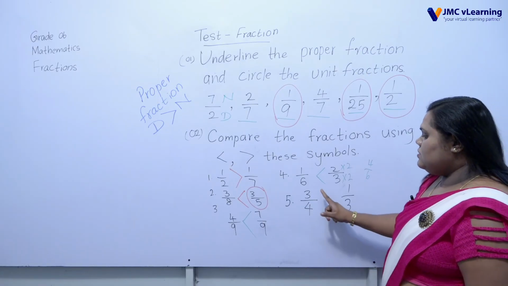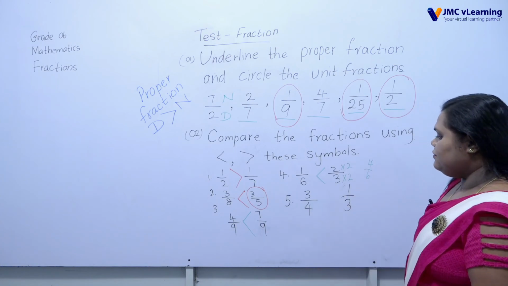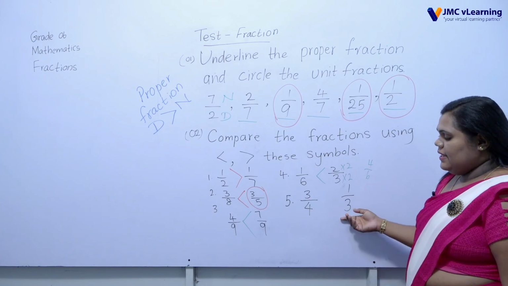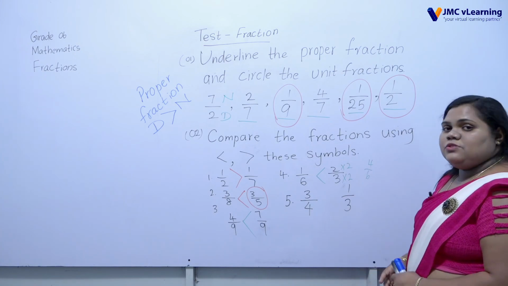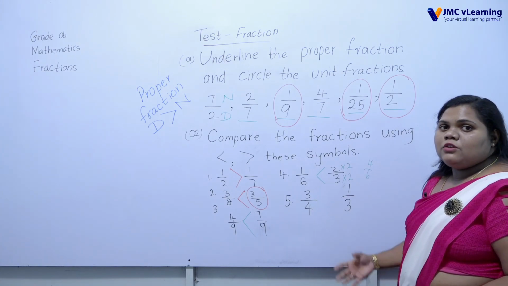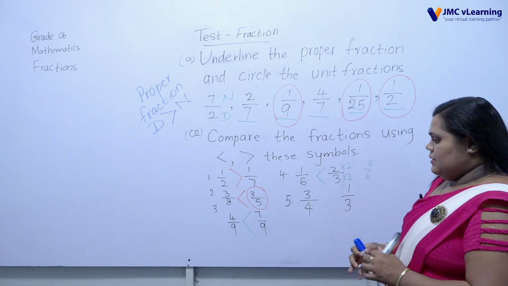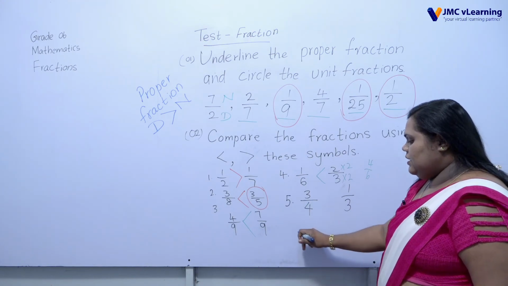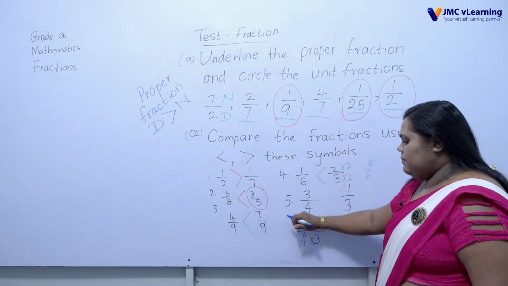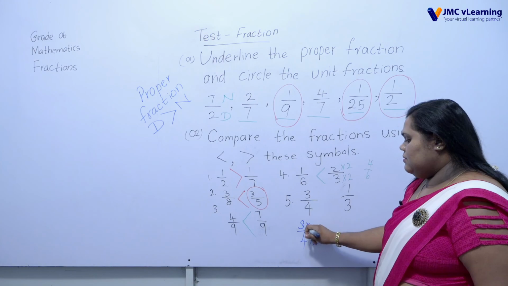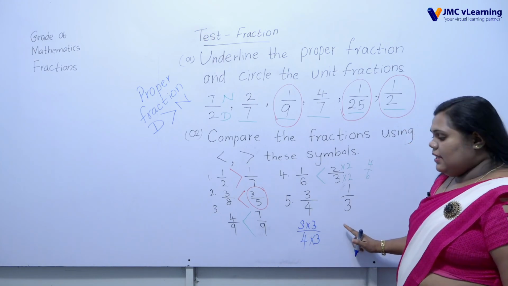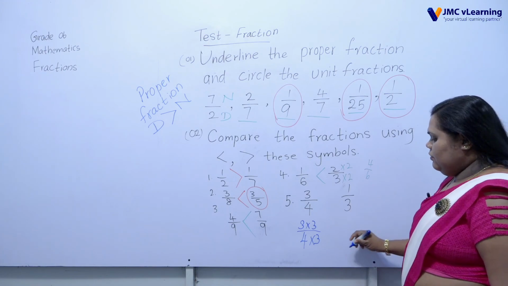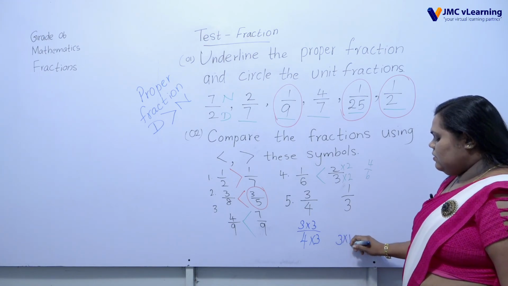Okay. Now 3 out of 4 and 1 out of 3. Now how can we compare these two numbers? You want to find the LCM of 4 and 3. What is the LCM of 4 and 3? 12. It means this 4 we want to multiply by 3 to get 12. So this 3 also we want to multiply by 3. Okay. And this 3 we want to convert to 12, so you want to multiply by 4. So this 1 also we want to multiply by 4.